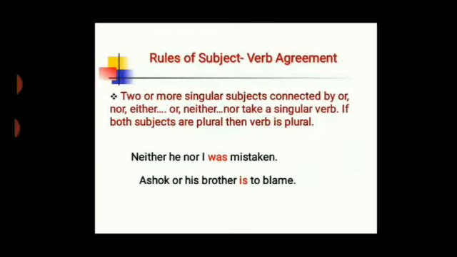Other examples are, Ashok or his brother is to blame, or either the boys or the girls are wrong. If both subjects are plural, the verb is plural. This is because when we use neither nor, either or, we actually mean anyone amongst the two, not both.